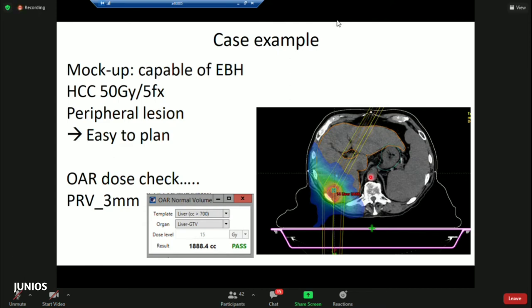So in this case, it's capable of EDH, which is ideal, also ideal because it's a peripheral lesion. In this case, based on experience, some patients cannot do the breath well due to shoulder pain. The left arm is okay to be down, but the one arm up is on the right side where the lesion is. We don't want to go through the arm in terms of the beam pathway. We ask the patient to put the right arm up, but the left arm can be down, which actually makes a big change that might allow the patient to do excellent breathwork.